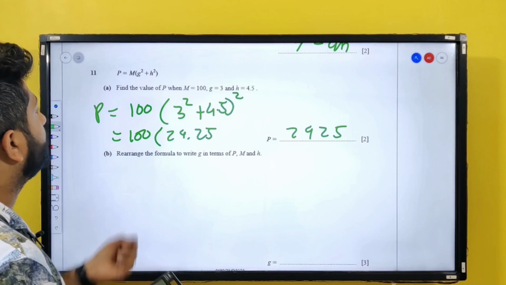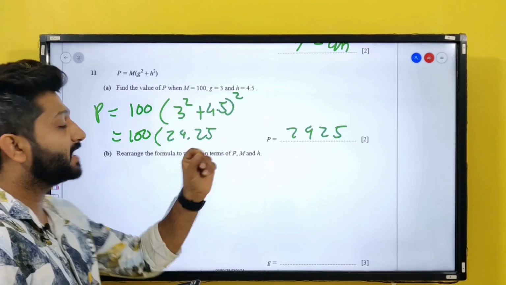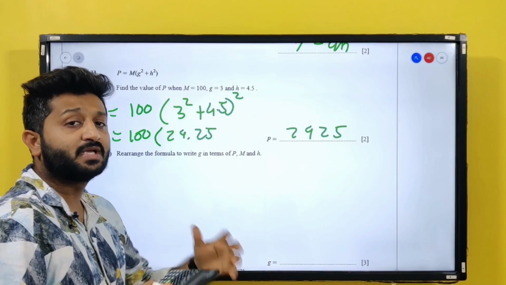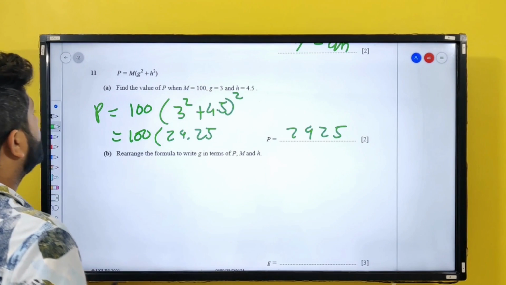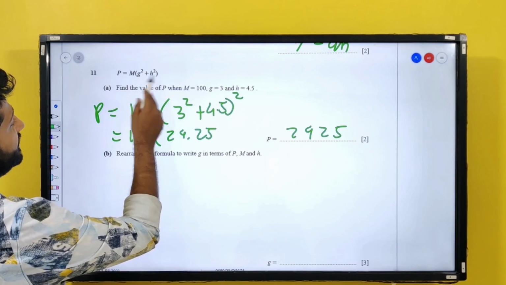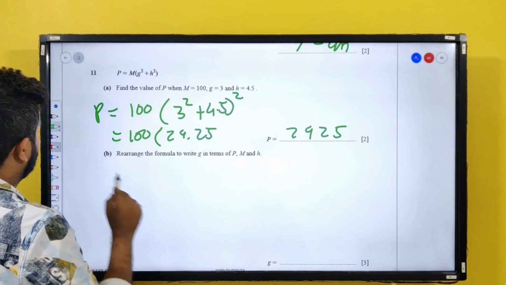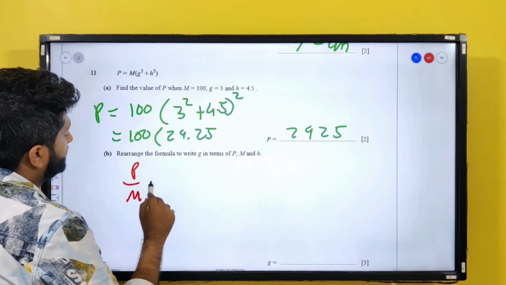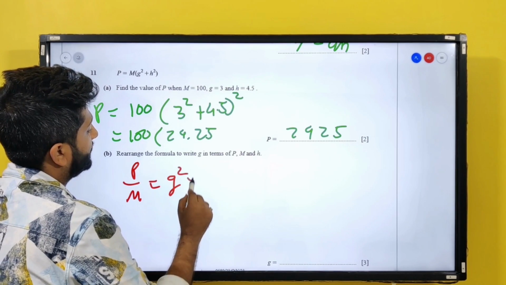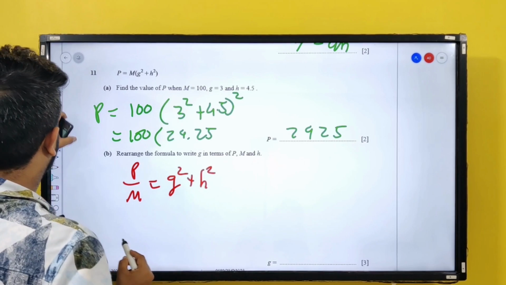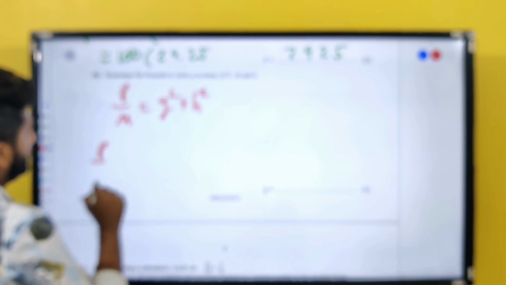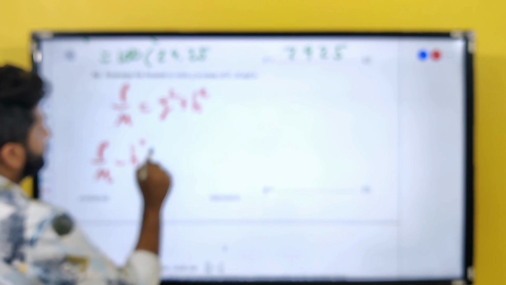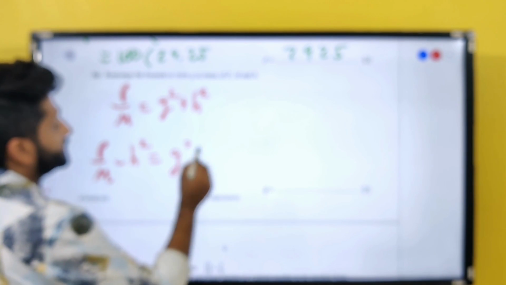Rearrange the formula to write G in terms of P, M and H. So we are supposed to rearrange this and make G the subject of the formula. First let me divide this by M. So we have P by M is equal to G square plus H square. Let me take H square to the left hand side. So you have P upon M minus H square is equal to G square.